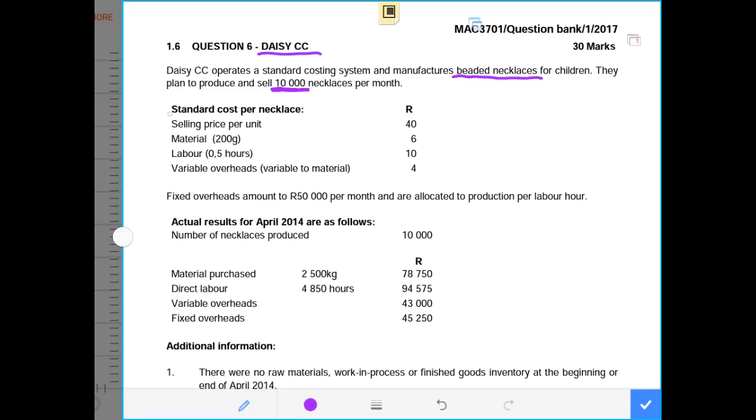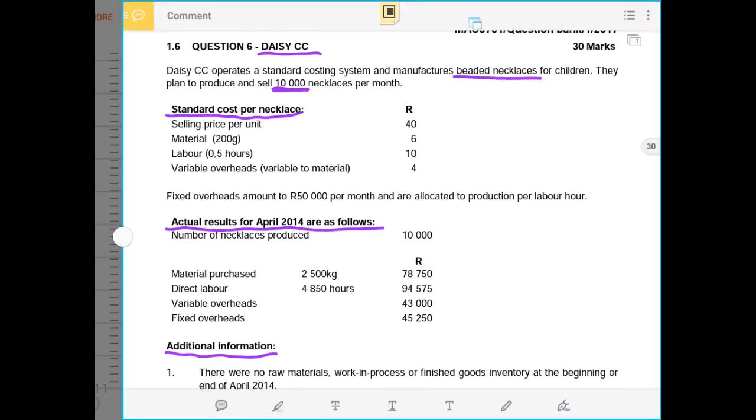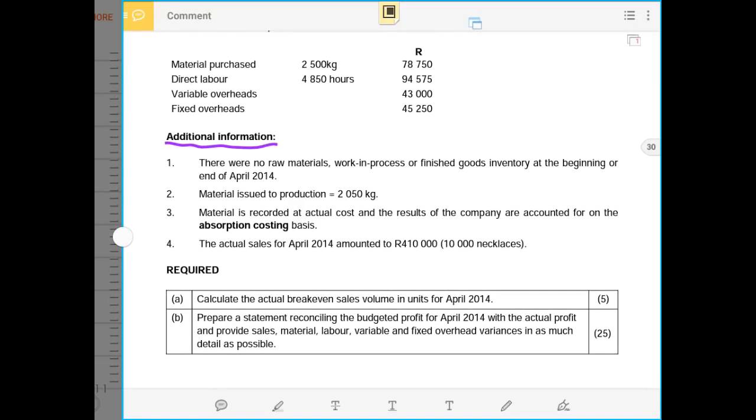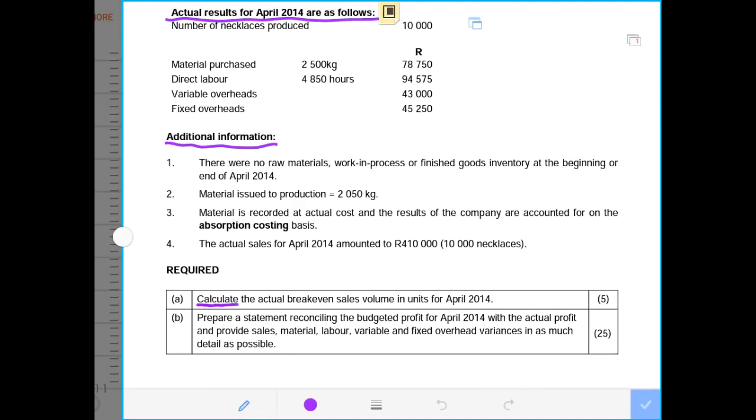And we are given the standard information for this company. Then we can see that there is actual information for the month of April. Then after, we have additional information for the same month of April. And in the requirements, we are required to calculate the actual break-even sales value in units for the month of April. And requirement number 2 or B, which is the last one, is to prepare a reconciliation statement reconciling the budgeted profit for the month of April with the actual profit and provide sales, material, labor, variable and fixed overheads variances in as much detail as possible.